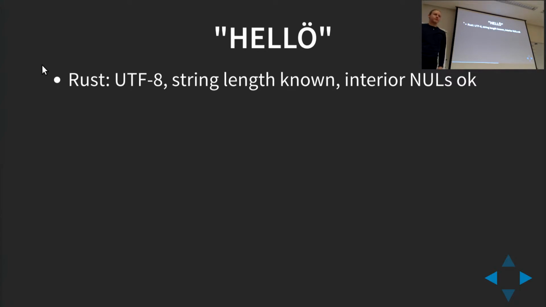So yeah, we can trust that it's UTF-8. It's a slice, so basically it's not just a pointer to some data. It also knows the length, so we know the length in bytes. We know it's UTF-8. And this kind of string can also have interior nulls, so 0 bytes. Rust doesn't care. You can just have anything that's valid UTF-8.